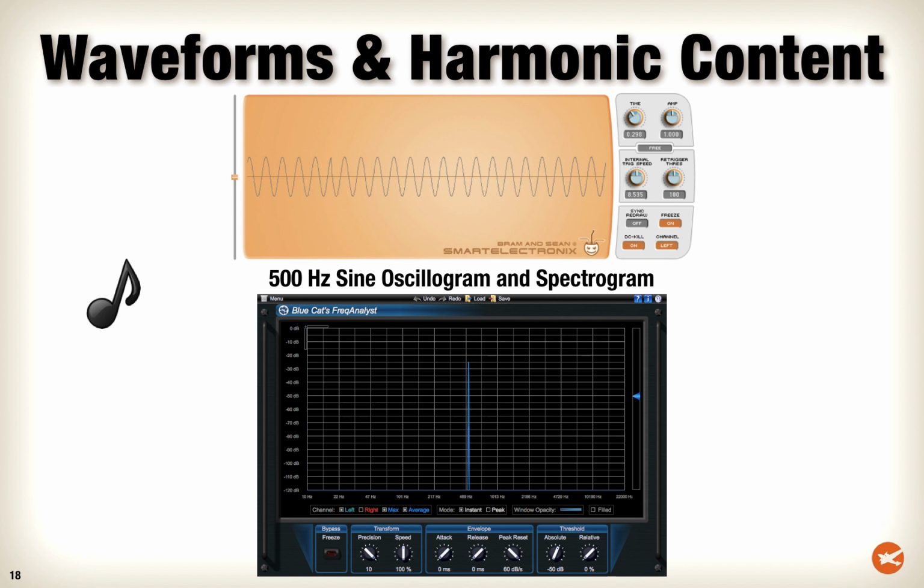In this example, we're looking at an oscillogram at the top and a spectrogram at the bottom. It's playing a sine wave at 500 Hertz. What we can notice in the spectrogram is that only 500 Hertz is depicted by the blue bar. Since the sine wave is a pure tone, it has no harmonics. Therefore, we are only seeing the fundamental frequency represented by the spectrogram. Let's take a listen to the sine wave at 500 Hertz.